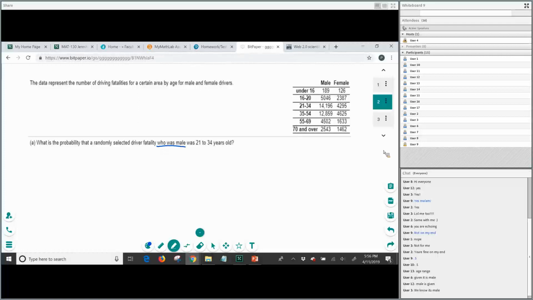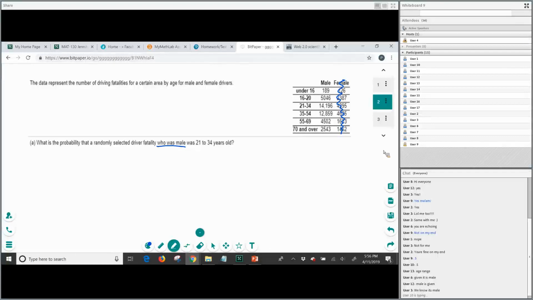Yes, we know that the person is male. So it says right here, selecting a driver fatality who was male. So we know that the person has to be male. There's no flexibility there. So what I can do is come over here to my chart and I see this whole row for females. Well, if I know that it's given that the person is male, I don't even care about this column. Maybe I'll use it for another part of the problem, but for this problem, the female column has no interest to me.